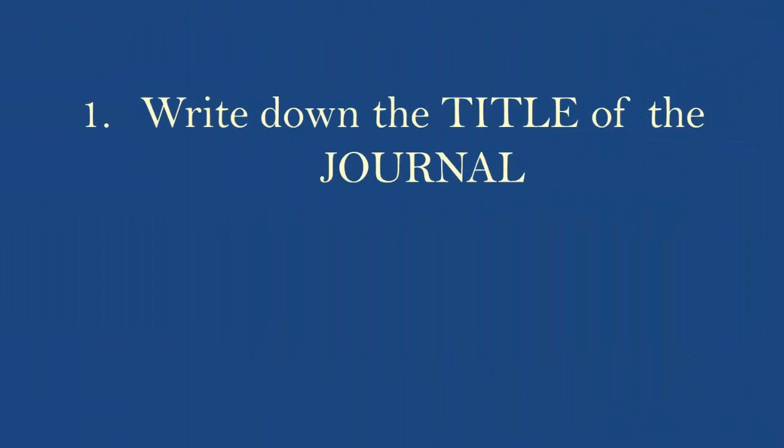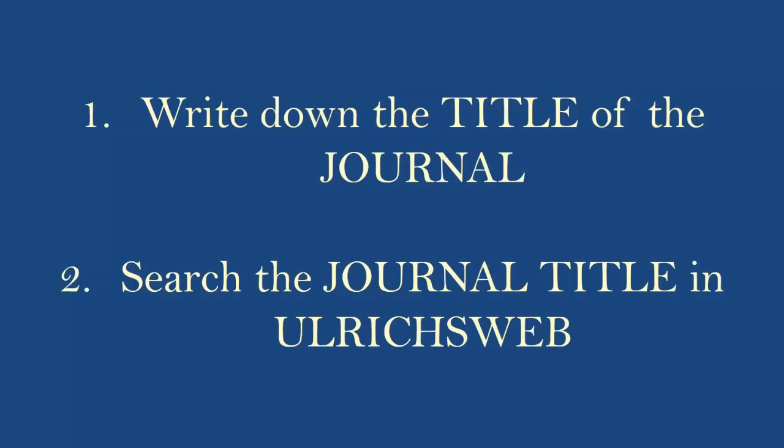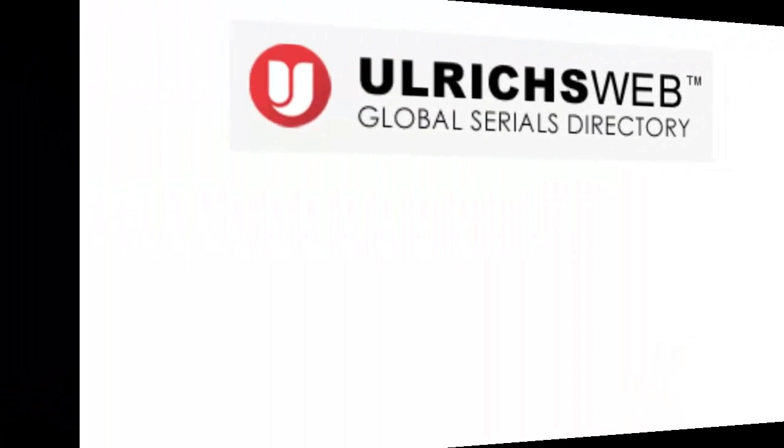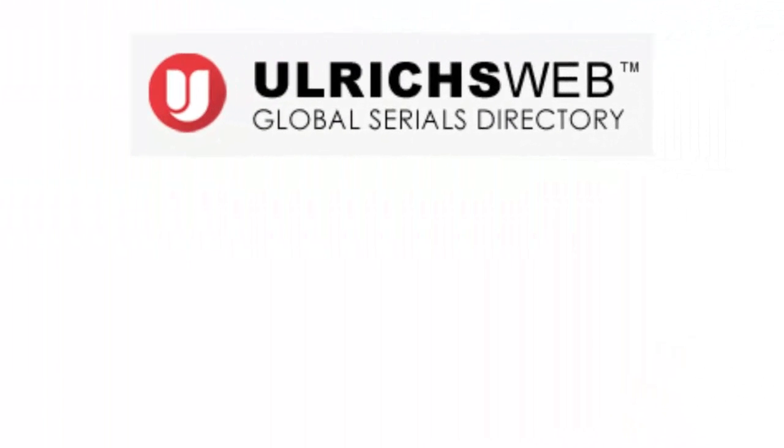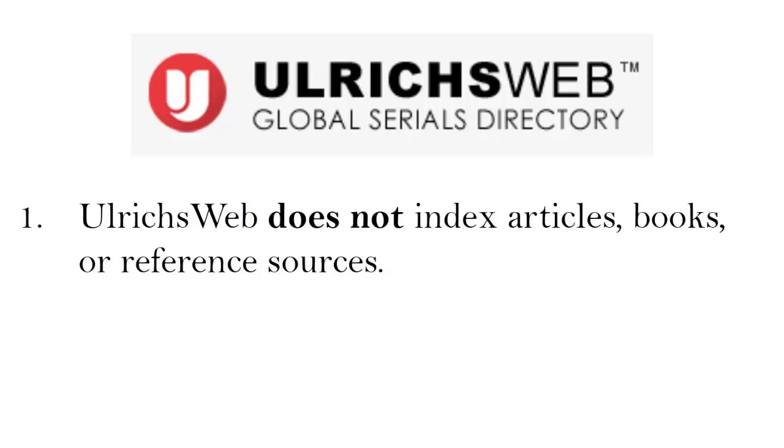To find out if the article you have is from a peer-reviewed journal, first jot down the title of the journal. Then use the database Ulrichs Web to search for the journal and find out if it is a peer-reviewed journal. Ulrichs Web is a library database that does not index journal articles.